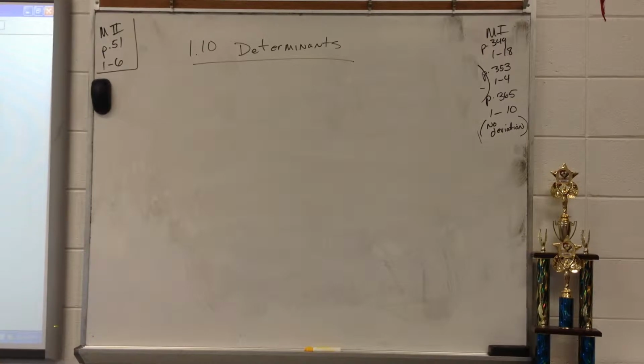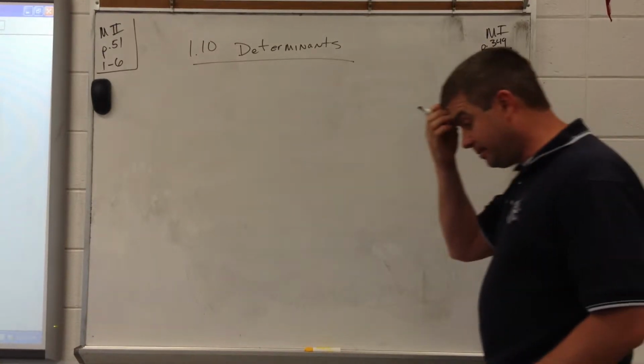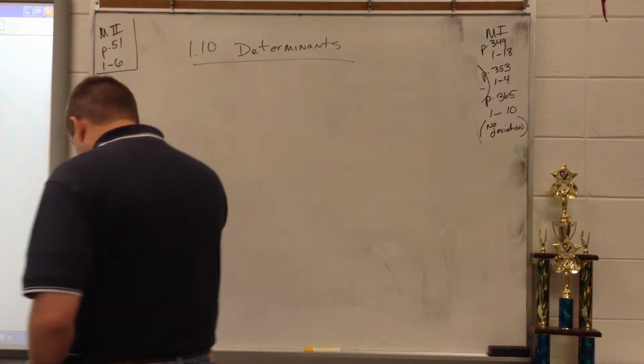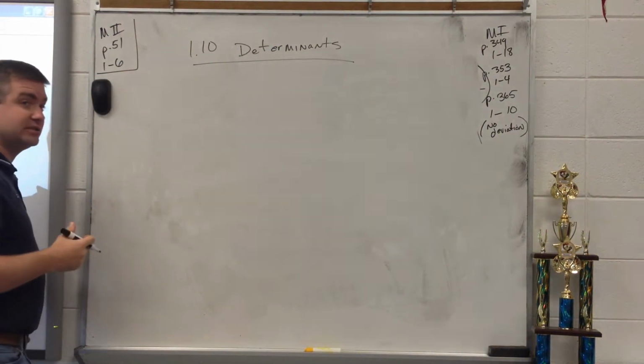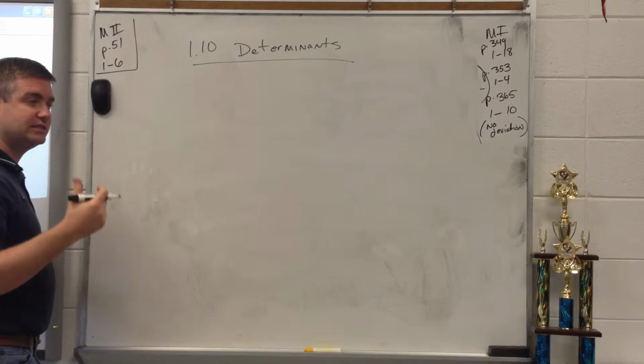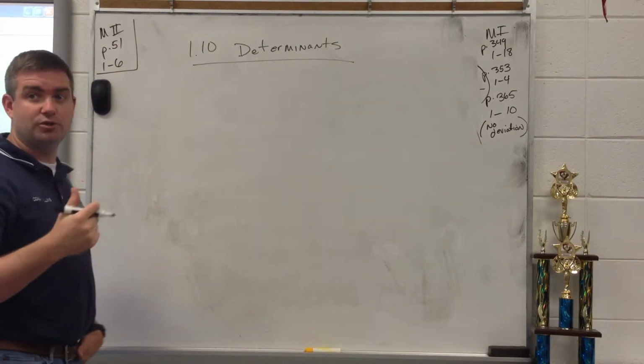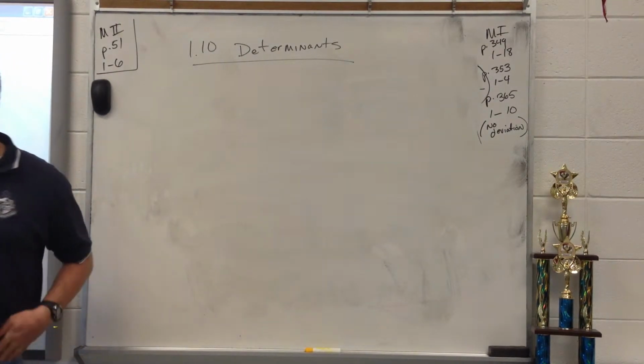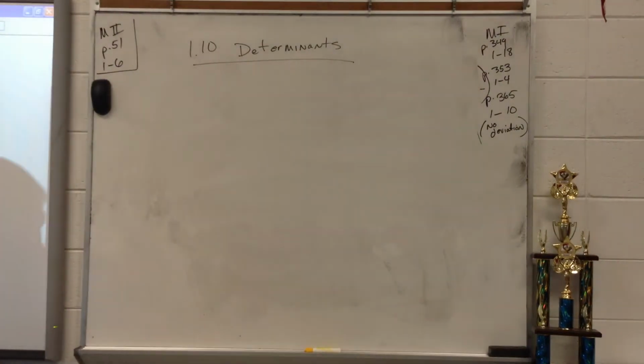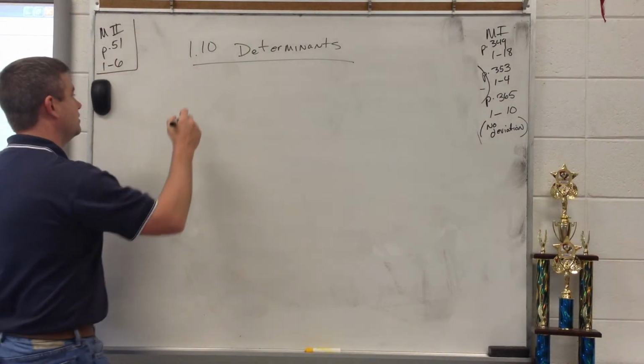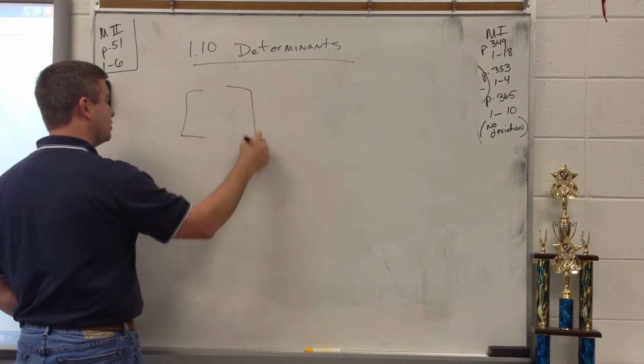All right, this is section 1.10 in the Math 3 textbook. This is Accelerated Math 2. We're talking about the determinants of matrices. We're only going to do a 2x2 and a 3x3. They do have a formula that we're going to follow. Copy this example down and we'll go from there.